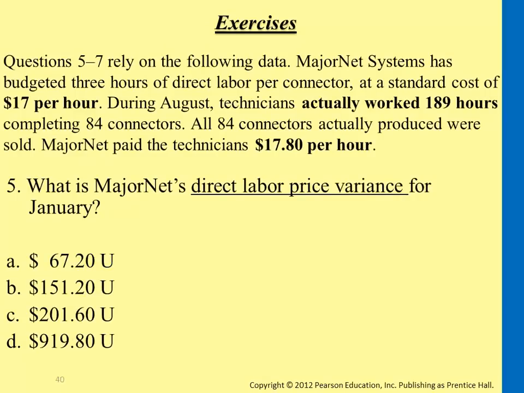Okay, let's do a labor price variance problem. So it tells you that the standard cost of each hour, the hourly rate for wages should be $17. This is what they budgeted. And in reality, at the end, after producing 84 connectors, they spent for each hour $17.80 for the workers. Okay, so budgeted is 17. In reality, they spent $17.80. And they actually worked for 189 hours to get all the connectors out. Okay, so what would be the labor price variance cost here?